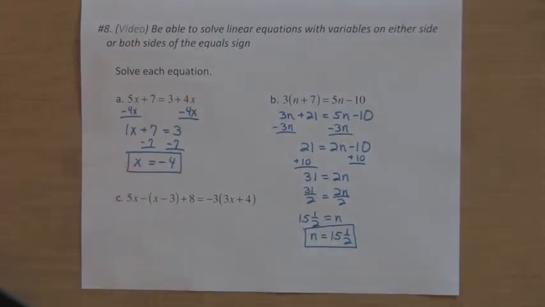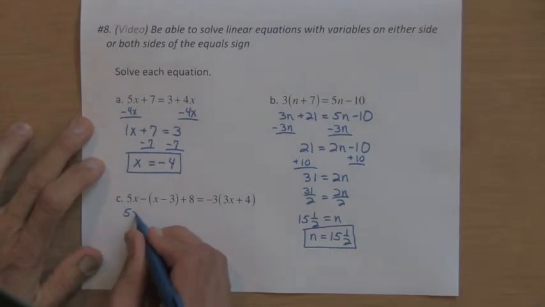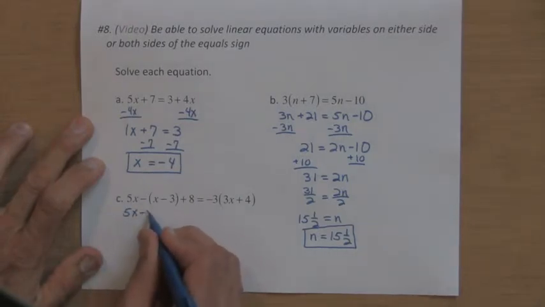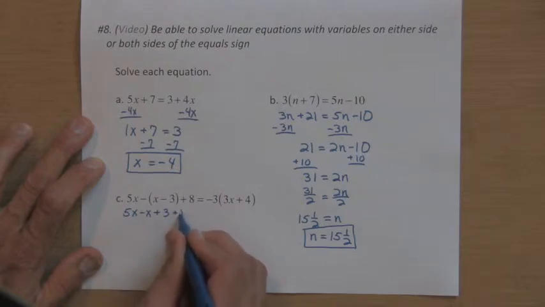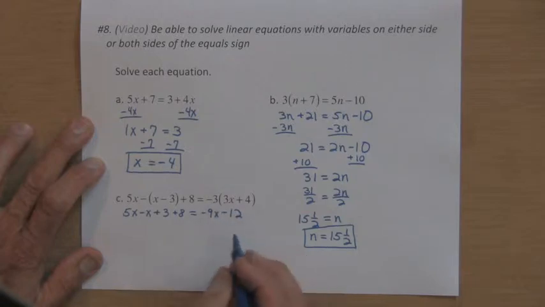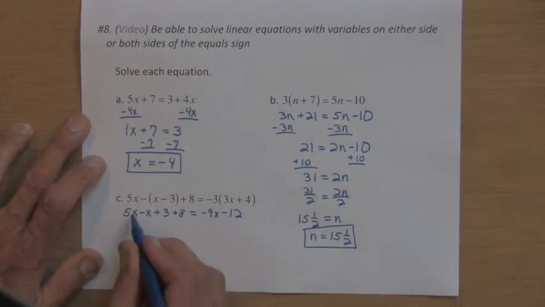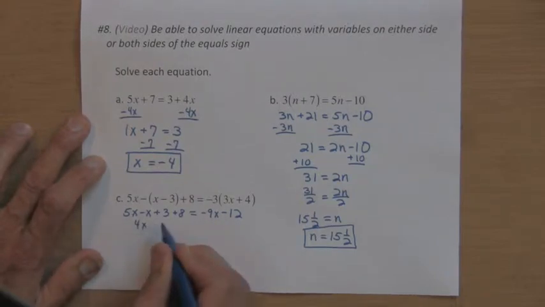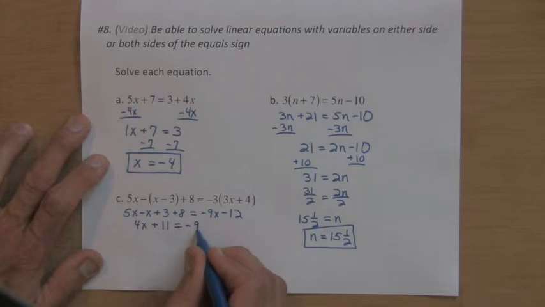Third one has parentheses in two places, so take care of that first. This is 5x, but now it's minus what's in parentheses. So it's minus the x, and it's minus a minus 3, which ends up being plus 3. And then plus 8. On the right-hand side, negative 3 times the 3x is negative 9x, and negative 3 times 4 is negative 12. These two are not like terms, so I can't simplify them. On the left-hand side, though, 5x minus x is really just 4x, and 3 plus 8 is also best written as just 11. So I have this equation to solve.